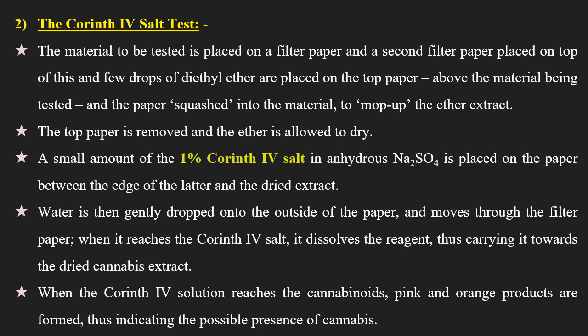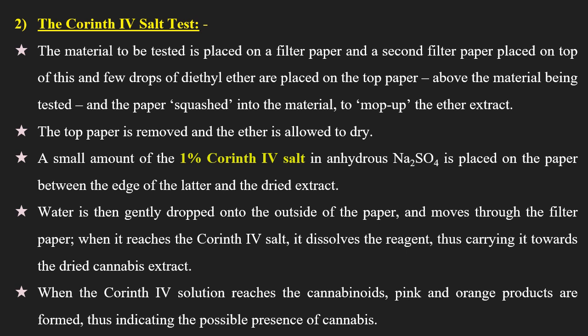The second test is called the Corinth 4 salt test. The material to be tested is placed on a filter paper and a second filter paper is placed on the top. A few drops of diethyl ether are placed on the top paper above the material to be tested, and the paper is squeezed into the material to mop up the ether extract. The top paper is removed and the ether is allowed to dry.